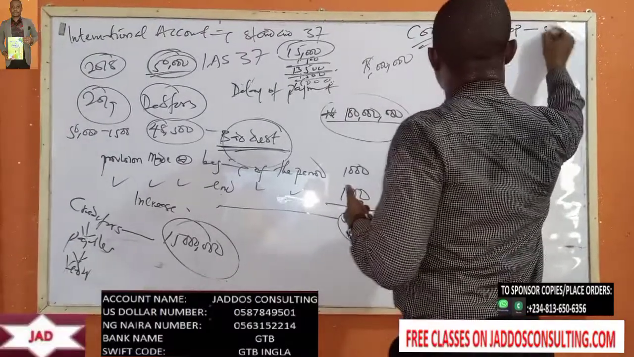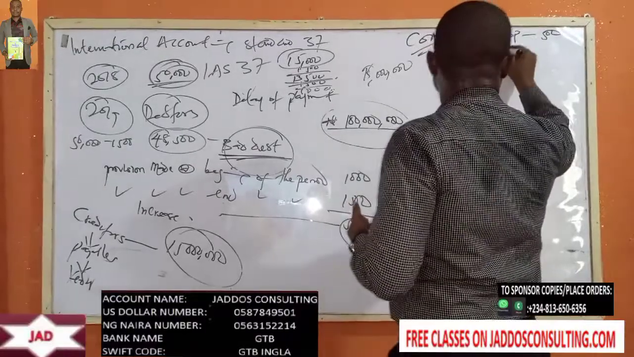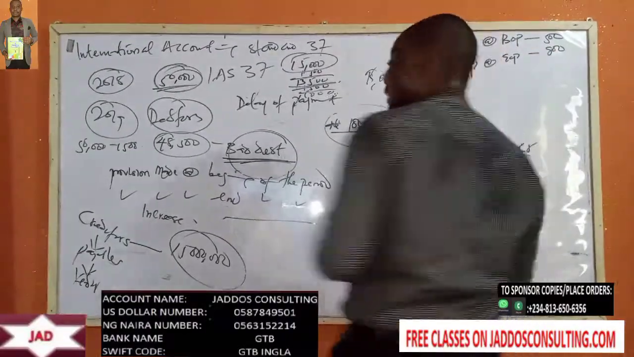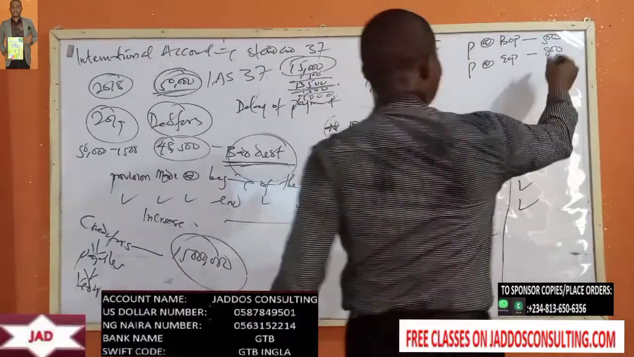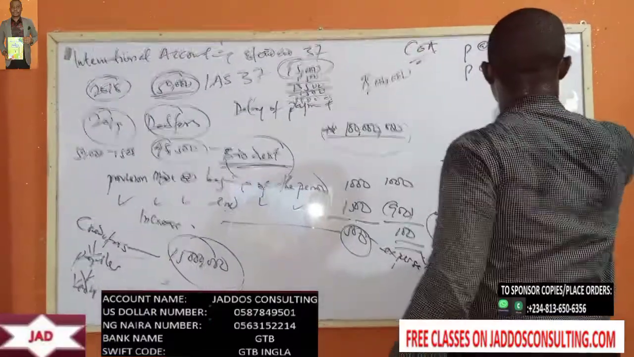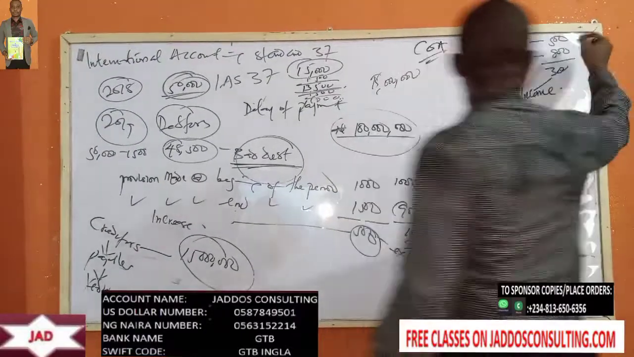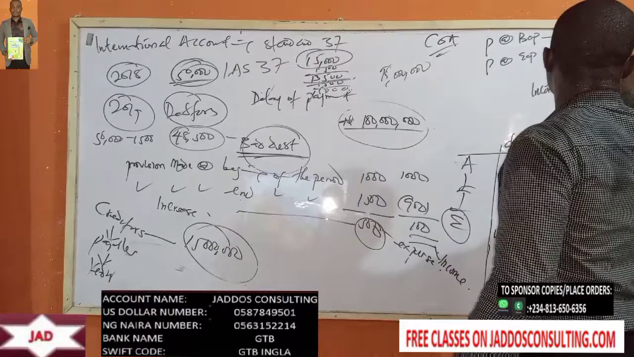So we have provisions at the beginning of the period, let's say 500. Then provisions made at the end of the period, let's say 800. You can see that there's an increase from 500 to 800. So where there's an increase, the difference, which is 300 here, becomes an income. But when there's a decrease, let's say 500 here reduced to 400, the difference here was 100.